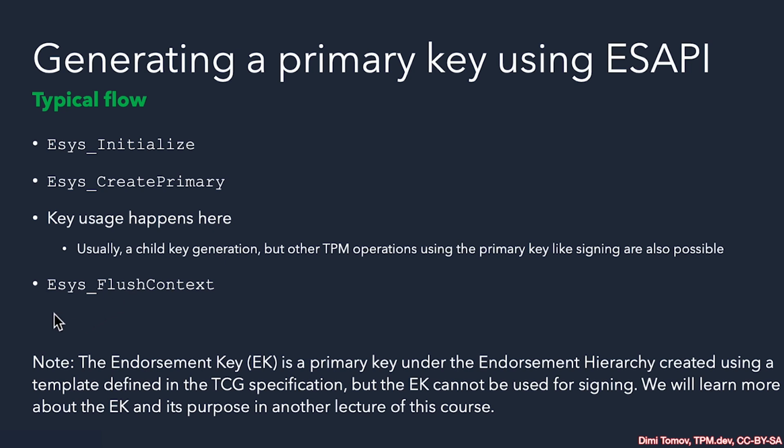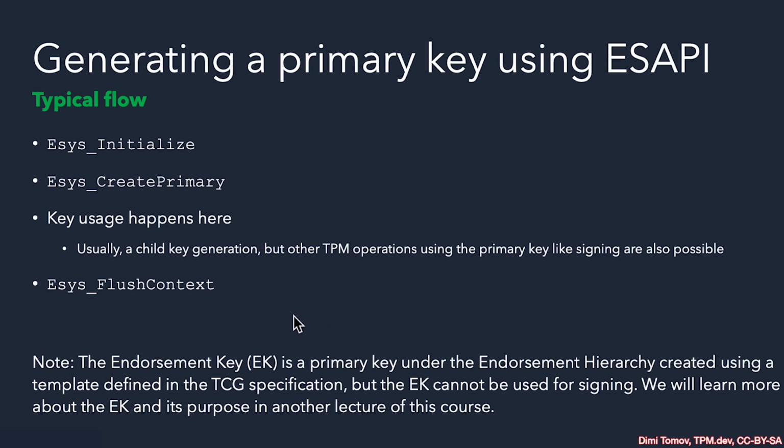So for the first lab, you see that the goal is to generate the primary key using our template, make the necessary changes, generate that primary key and then flush it out. It is important to mention here, and this is why we have this note at the bottom of the slide, that primary keys under the endorsement hierarchy are usually created using a template defined by the TCG, and using that template, the key cannot be used for signing. But of course, if you create your own primary key under the endorsement hierarchy and you don't follow the TCG specification, there's nothing preventing you from having that key also used for signing. It will just not be compliant.